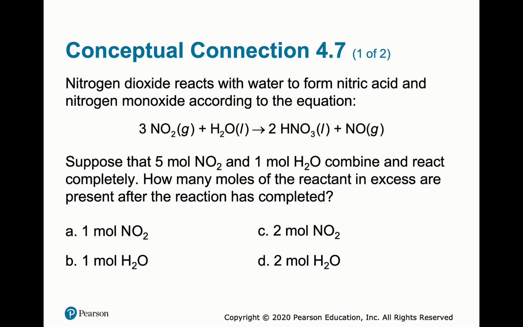Nitrogen dioxide reacts with water to form nitric acid and nitrogen monoxide by this equation. So we have 5 moles of NO2 and 1 mole of water combined. How many moles of the excess reactant are there after the reaction is completed? So 5 moles of nitrogen dioxide, but we only need 3 of them if there's 1 mole of water. Well, if you go by the ratio, right? So the 1 mole will produce.